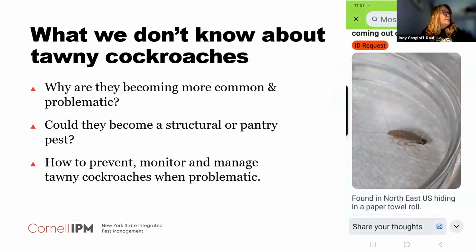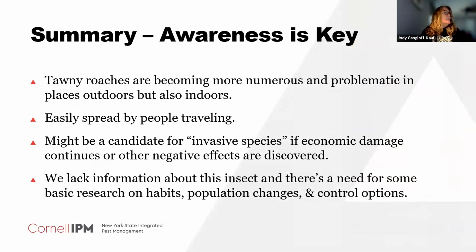What we don't know is why they are becoming so much more problematic and common. Why are they appearing in people's houses? This one was inside a paper towel roll in a house recently. Could they become a structural or even a pantry pest? And how can we prevent them? How do we monitor them? How do we manage them? We don't even know what kills them. We assume pesticides kill them, but do they take bait? We don't know.